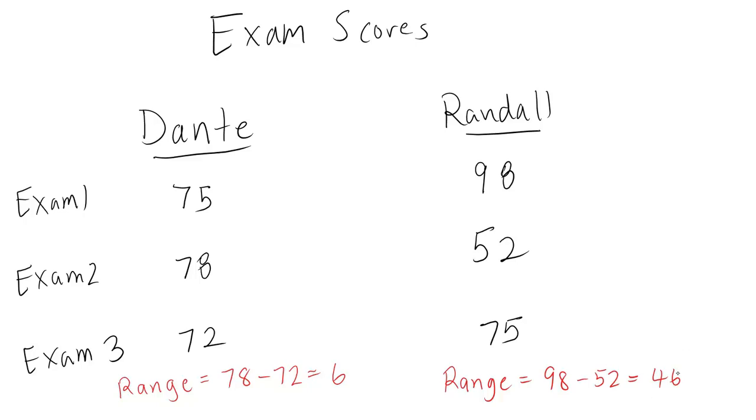On its own, Randall's range tells us that the spread in his test scores is 46 points between the max and the min. But by making a comparison, we can see that Randall's test scores are more spread out than Dante's test scores, because Randall has a relatively large measure of variation where Dante has a relatively small measure of variation. So where we couldn't tell the difference in these two sets using measures of center, we can tell the difference using measures of variation.